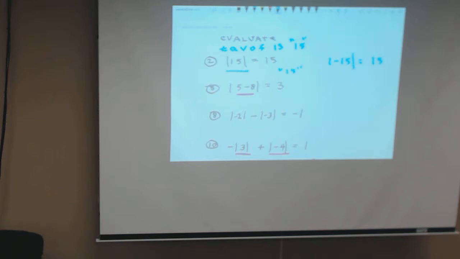Now, number 5. Why did I do number 5? That's one of yours. Oh, because now, what's the magnitude of 5 minus 8? You follow? I'm looking at absolute value signs. What's the absolute value of 5 minus 8? Well, what's 5 minus 8? Negative 3. What's the absolute value of negative 3? 3. The magnitude without regard to direction.